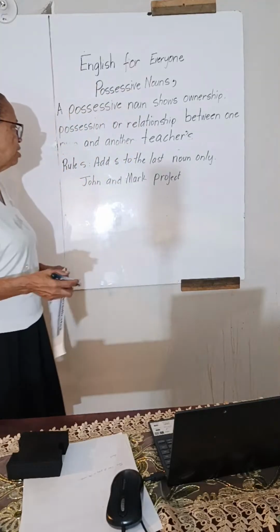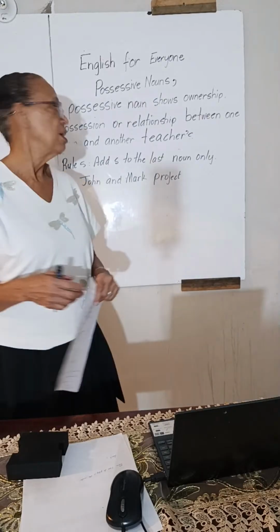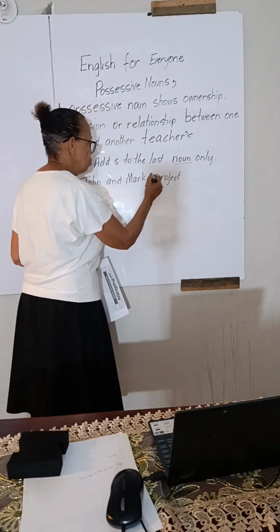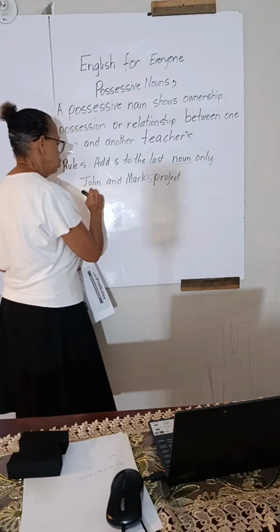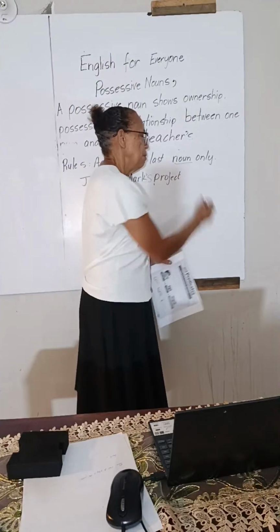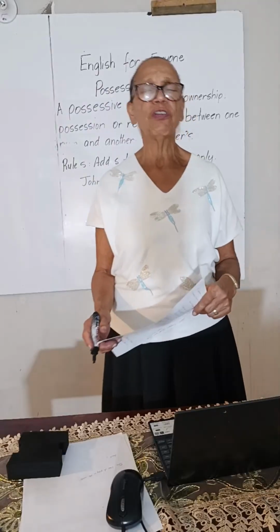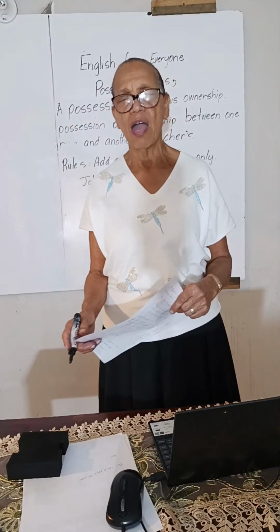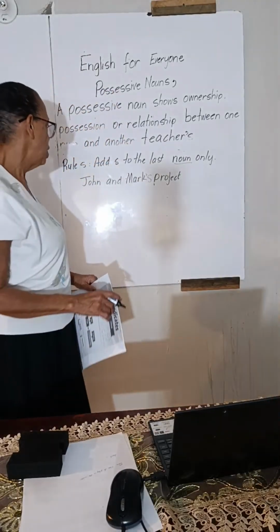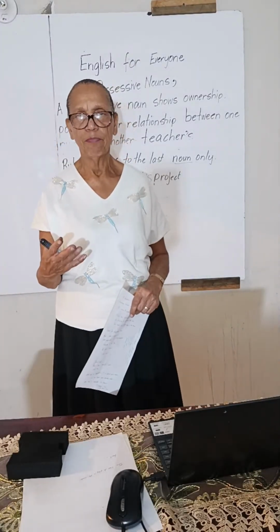Now, if I have John and Mark project, it belongs to both of them. Where would I put the apostrophe? Add S to the last noun only. So for this one, you just put it at Mark. So John and Mark's project. The project belongs to both John and Mark. But you don't put the apostrophe on John, you put it on Mark, the last noun. John and Mark's project. The project belongs to both of them.